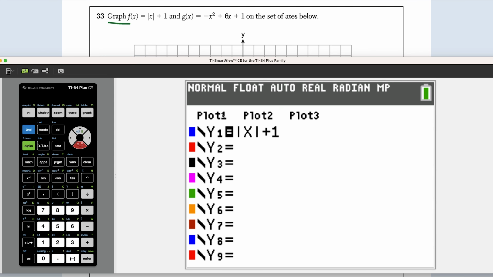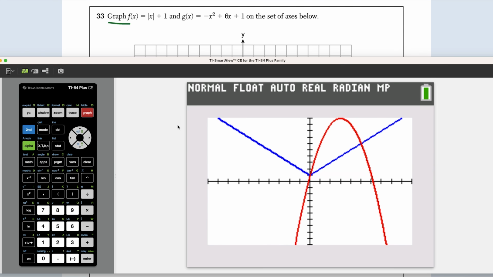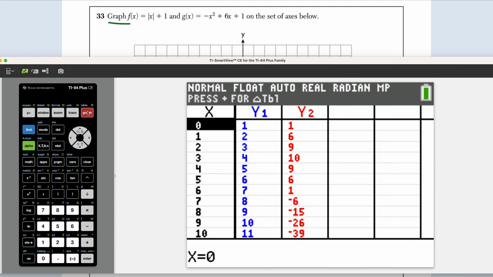And then for g of x, we have negative x squared, so negative x squared, and then we have plus 6x, and then last we have the plus 1. So now we could just press graph here to see what this thing looks like, but if we want to be really precise here, we're going to press second graph to get our table, and we're going to just copy and paste some of these values.